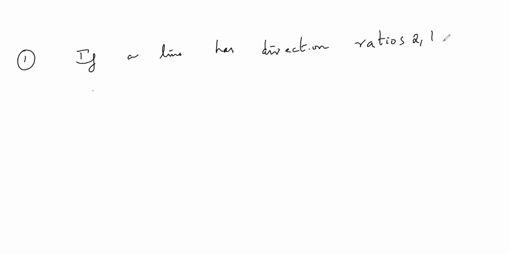So today's first question: if a line has direction ratios 2, 1 and 2 (or 2, minus 1 and 2), determine its direction cosines. So the DRs are given, that is a, b, c, and we have to find the direction cosines l, m, n.